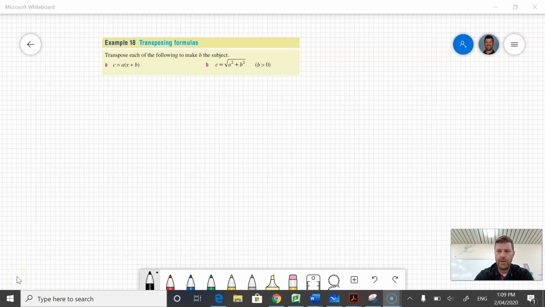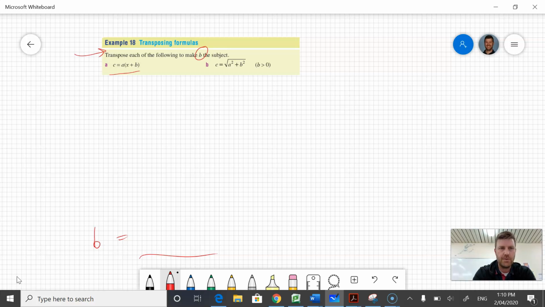The third video in the series of today's videos is to transpose a formula, or transposing formulas, which essentially means rearranging formulas. In these two examples, I want to transpose them or rearrange them to make B the subject. We've spoken about this before. If it's the subject, it means it's isolated on the left-hand side. So we want an equation in terms of B equals what?